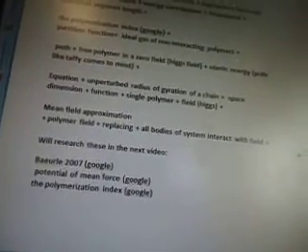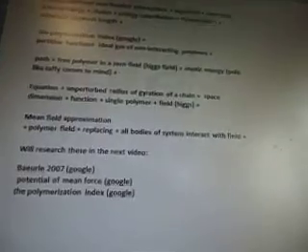Equation, unperturbed radius of gyration of a chain. Space dimension, function, single polymer field, Higgs. Mean field approximation, polymer field replacing all bodies of system interact with field. We'll research these in the next video. Baeurle 2007, potential mean force and polymerization index.